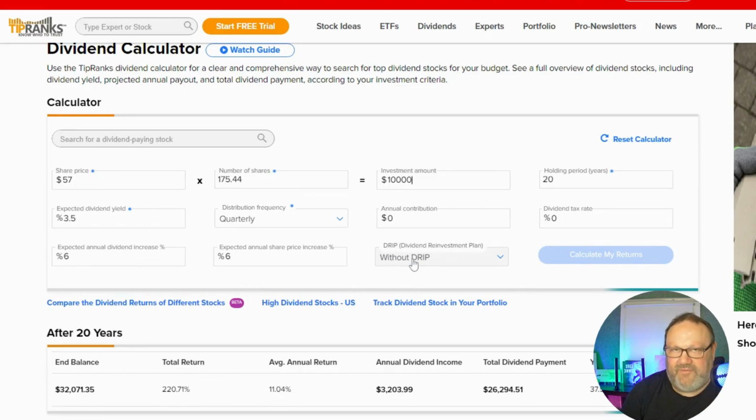So these dividends are going to be received, taken out and spent elsewhere, or used for other stock purchases. And at the bottom here, you can see after 20 years, our $10,000 capital would have increased to $32,000. Our annual dividend income would be $3,203, and the total dividend payout that we would have received is just over $26,000.